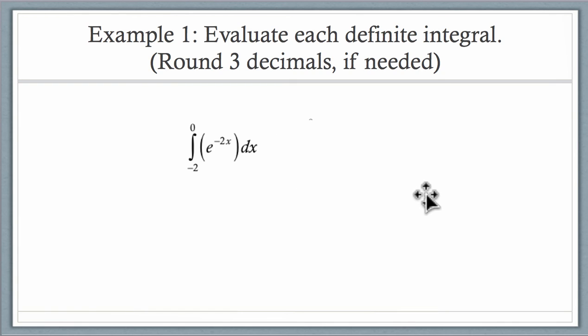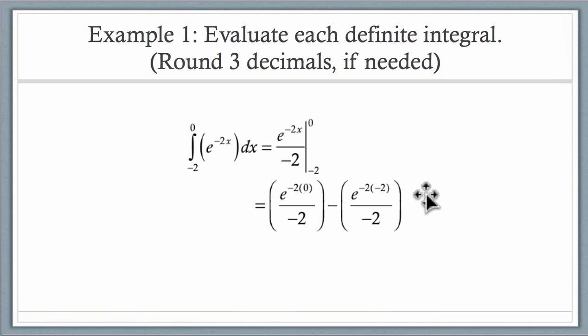In this next example, we have an exponential function to find the antiderivative of. So I have the integral from negative 2 to 0 of e to the negative 2x dx. The antiderivative of that function is e to the negative 2x divided by negative 2, and I'm evaluating that from negative 2 to 0. So I start by plugging in 0, since that's the larger of the two numbers. We always go with the larger number and then plug in the smaller number. So I have e to the negative 2 times 0 over negative 2 minus e to the negative 2 times negative 2 divided by negative 2.